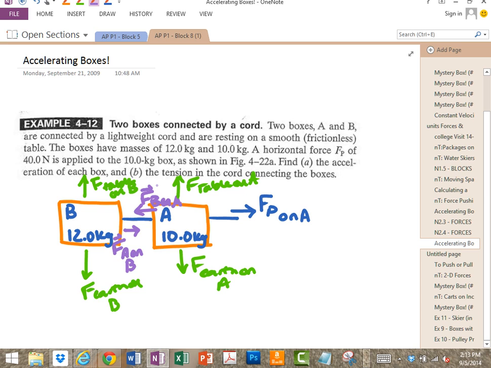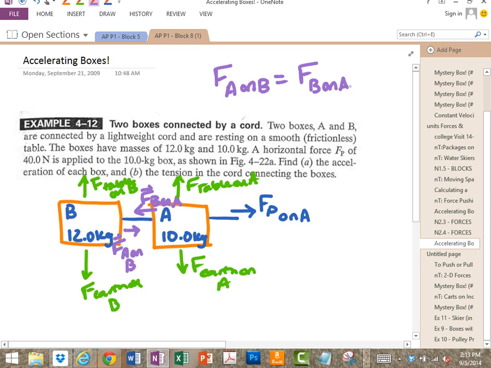So what I want you to do right now is write that down on this piece of paper, on that problem. Write down so that we know that we decided earlier today that F of A on B and F of B on A have the same magnitude. That is part of how tension works.